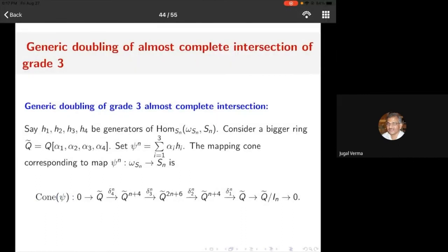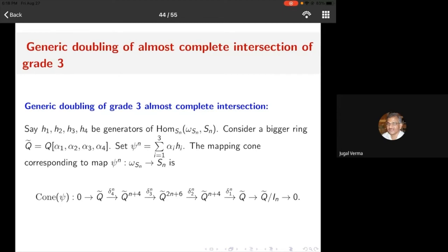So what we do, we take the 4 generators, and we attach those number of variables to the bigger polynomial ring, and we have the map psi n with summation of alpha hi. So we have the map from the canonical module of Sn to Sn. I should write Sn tilde there, and using that injective map, there is a mapping cone construction, and that is what we call generic doubling. It is of the format 1, n plus 4, 2n plus 6, n plus 4, 1.